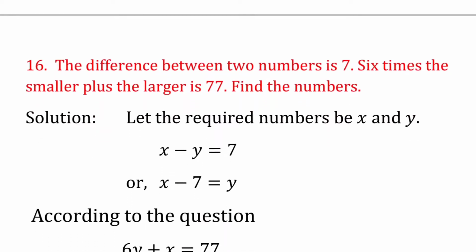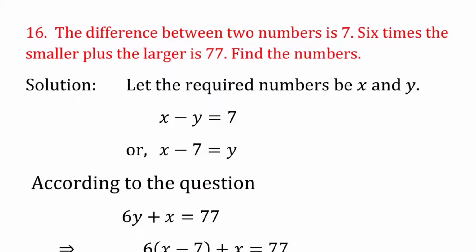So, question number 16. The difference between two numbers is 7. 6 times the smaller plus the larger is 77. Find the numbers. So, let's assume that the required numbers are x and y, and we are talking about the difference between the two numbers.